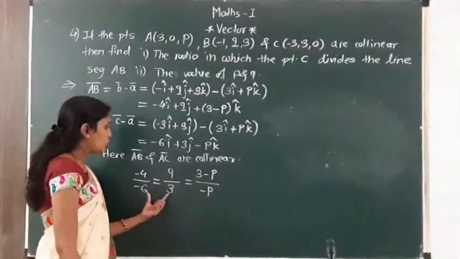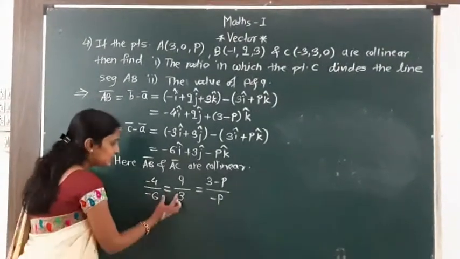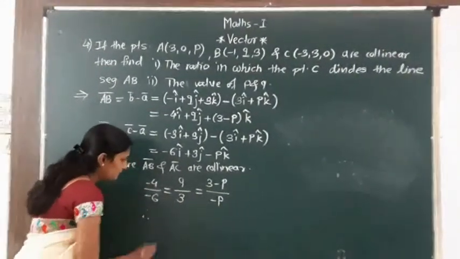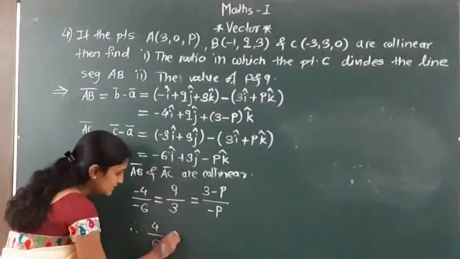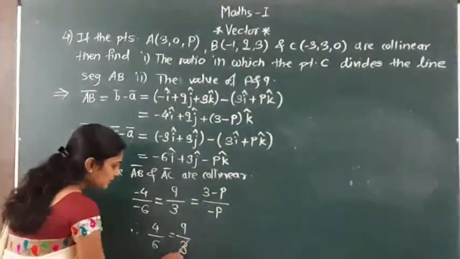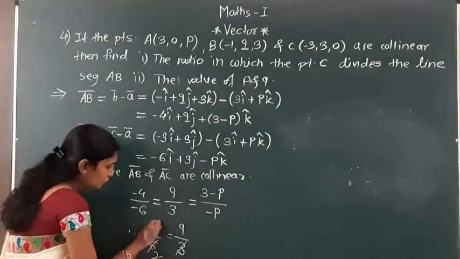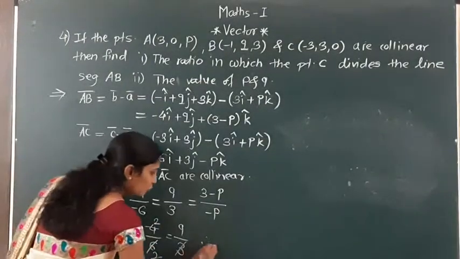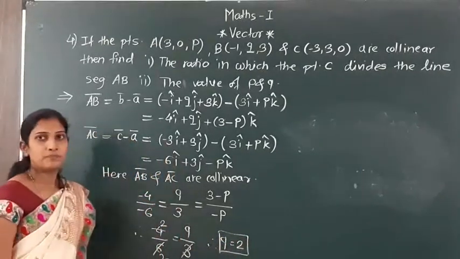Now, firstly we use these two terms and equate them. Therefore, minus 4 upon minus 6, the minus signs get cancelled, that is 4 by 6 is equal to q by 3. Here 3 gets cancelled into 6, which leaves 2. 2 gets cancelled into 4, which leaves 2. Therefore q is equal to 2. This is the value of q.